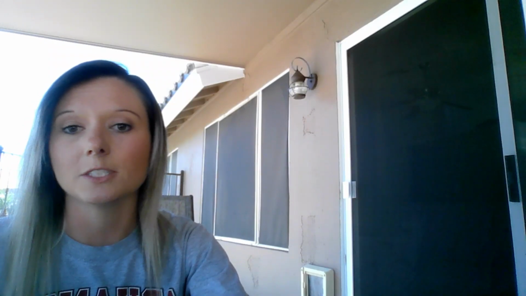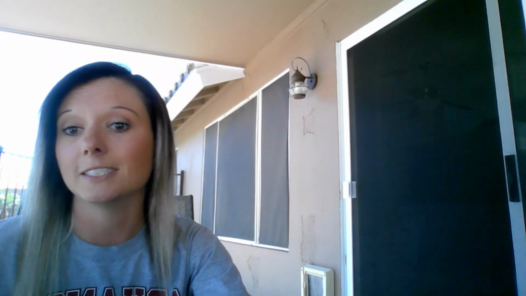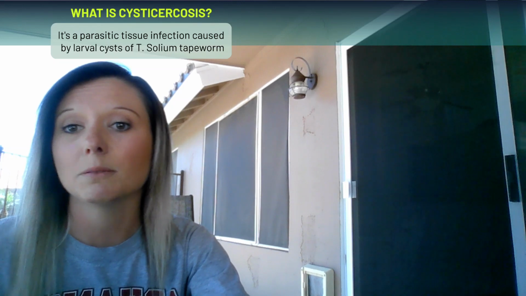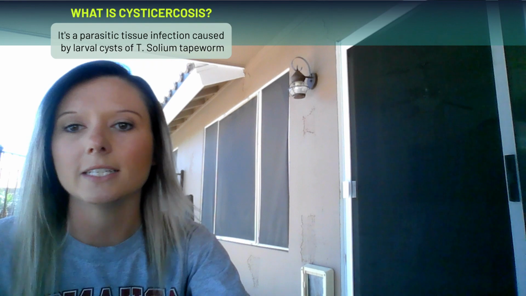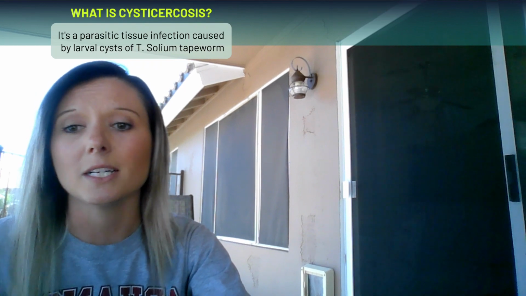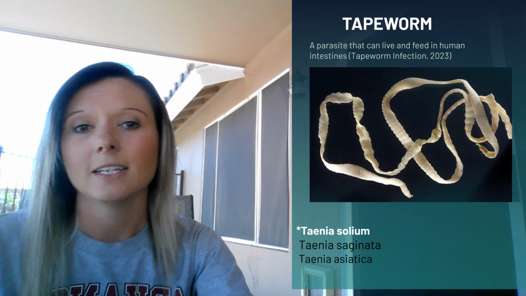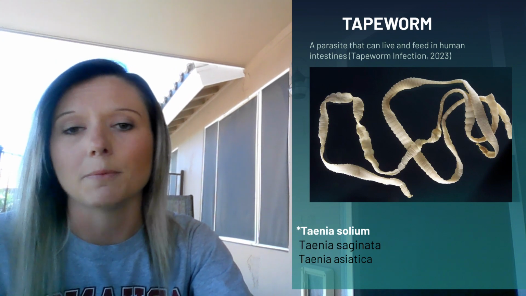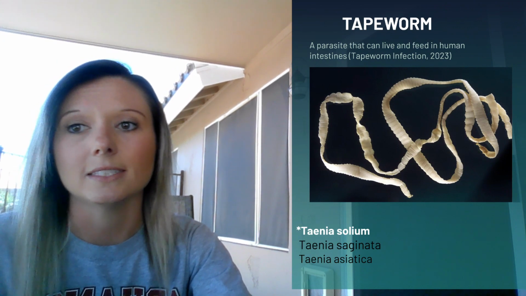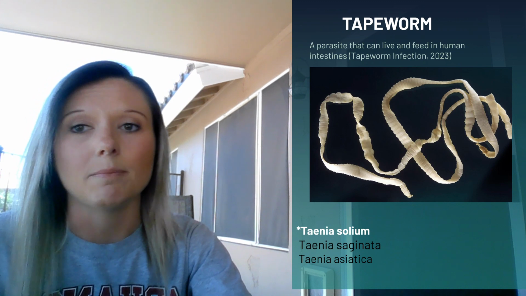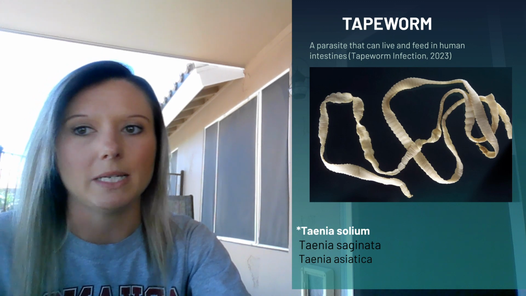First, we need to understand what cysticercosis is. It's a parasitic tissue infection caused by a larval cyst of the T. solium tapeworm. But to understand this, we first need to understand this. This is an intestinal tapeworm. It's only found in the intestines and is caused by eating baby tapeworms in undercooked meat.